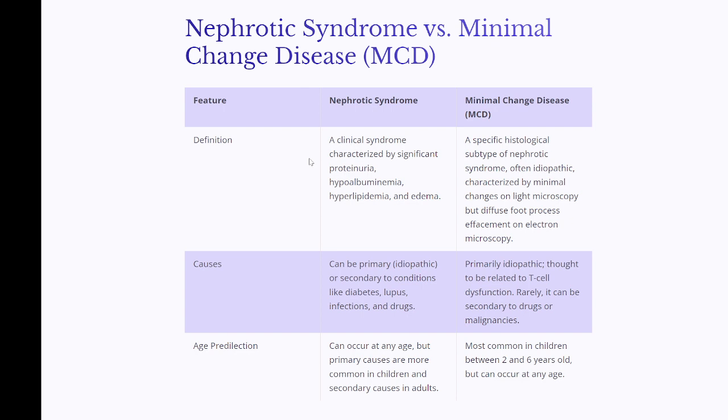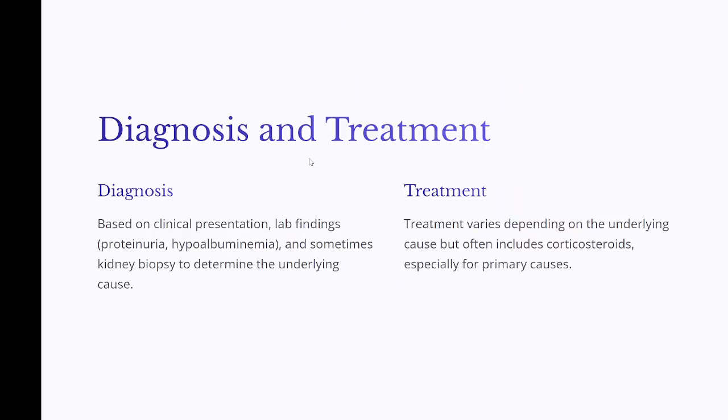Age predilection. Nephrotic syndrome can occur at any age, but primary causes are more common in children and secondary causes in adults. MCD is most common in children between 2 and 6 years old, but can occur at any age. Diagnosis. Nephrotic syndrome is diagnosed based on clinical presentation and lab findings, proteinuria, hypoalbuminemia, and sometimes kidney biopsy to determine the underlying cause. MCD diagnosis is often made by kidney biopsy, especially in adults, showing minimal changes on light microscopy but diffuse foot process effacement on electron microscopy.